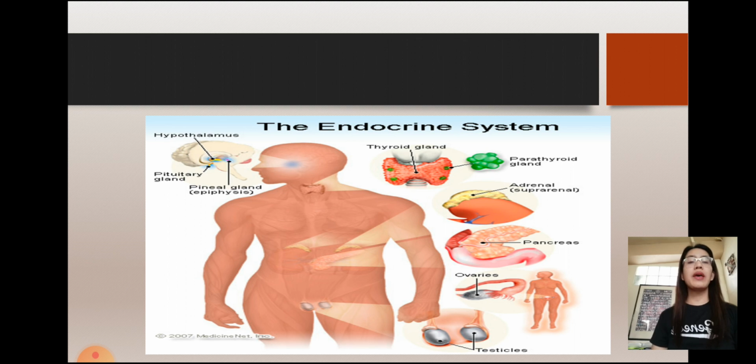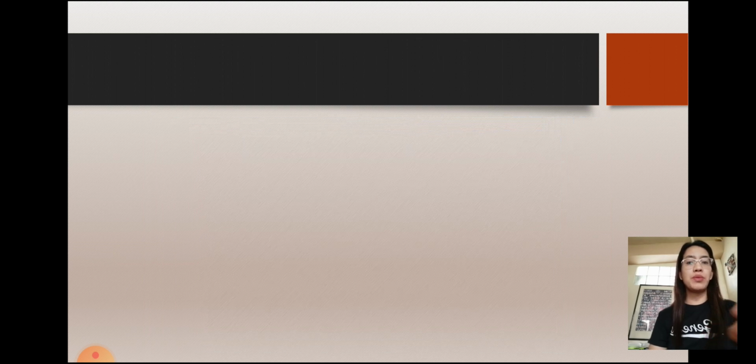Pero bukod doon, other organs will include thyroid gland. We also have parathyroid, adrenal, your pancreas, and also your reproductive organs such as your ovaries and the testicles. Okay? So, ang tanong kanina sa question number 1 natin, it's asking for problem associated with impaired secretion of your posterior pituitary gland, right? So, mag-focus tayo ngayon sa ating pituitary gland.